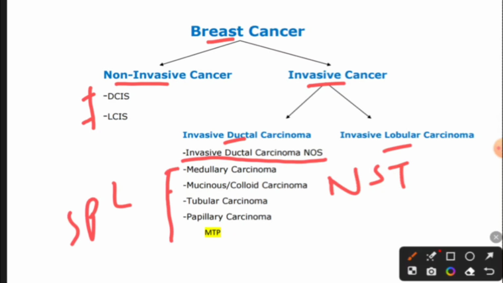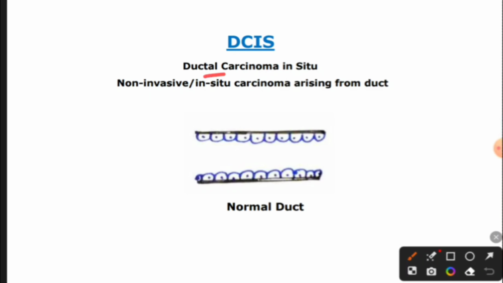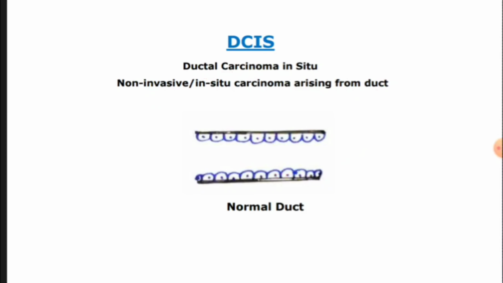Now coming to DCIS. What is DCIS? DCIS is ductal carcinoma in situ, or a non-invasive carcinoma which arises from the duct. Suppose this is a normal duct and this is the normal lining epithelium of the duct. Now when this lining epithelial cell becomes malignant, what happens? These malignant cells within the duct start proliferating and make papillary growth, or papilla-like growth, inside the ductal lumen. And in this stage, it is called the papillary form of ductal carcinoma in situ.